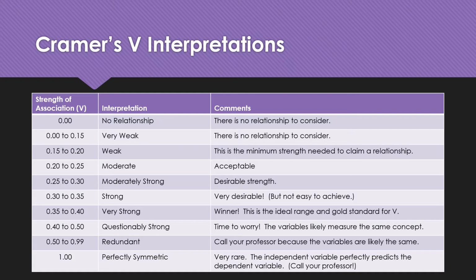A value between 0.5 to 0.99 means the relation is redundant, so that might need you to actually contact the professor because the variables are likely to be similar or the same. A value of 1 gives a perfectly symmetric relationship, which is very, very rare. You cannot have a value above 1 or below 0. Actually, the values should be between 0 and 1.